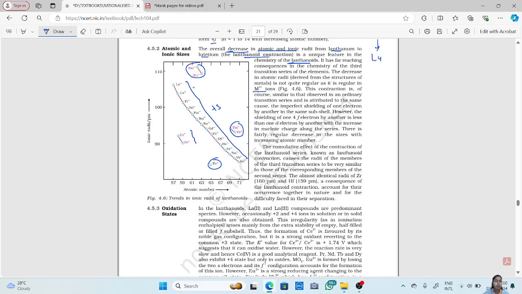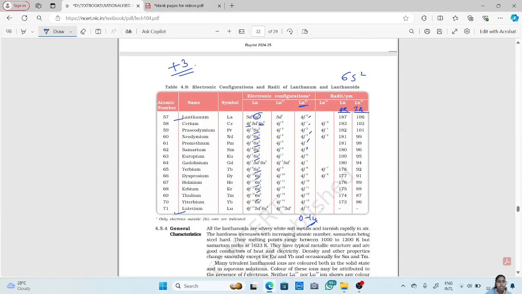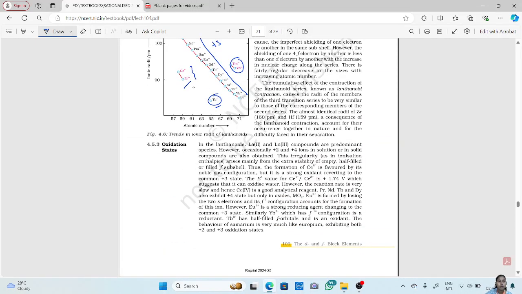Okay, apart from plus 3, some molecules also show plus 4 oxidation state, like Ce, Pr and Tb, and some molecules like Sm, Eu, Tm and Yb show other states. Now let's see Ce, Pr and Tb. Ce is cerium, Pr is praseodymium and Tb is terbium. So cerium, praseodymium and terbium show a plus 4 oxidation state. Here you can see these three show plus 4 oxidation state, but their decrease in atomic size is not regular as it is with plus 3, which shows a regular decrease. Here you can see there is no regular decrease.